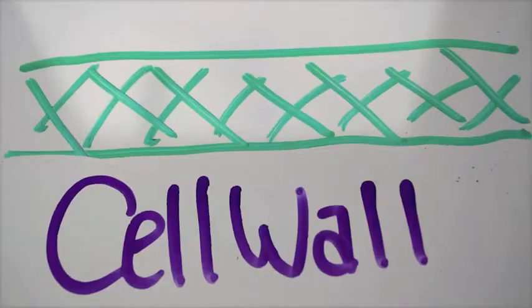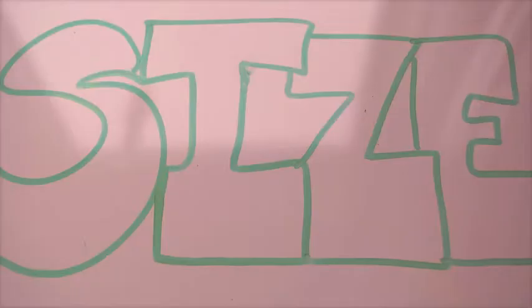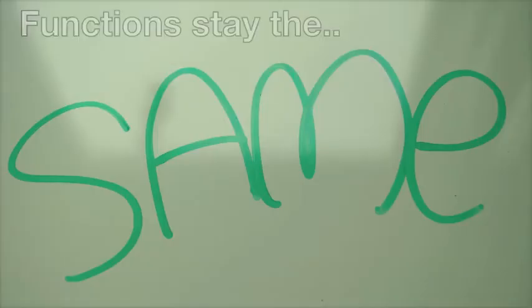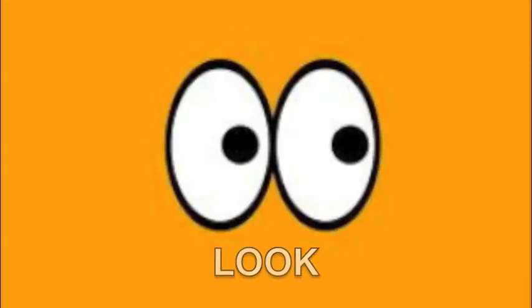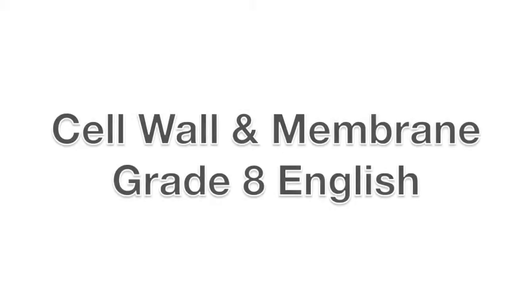The composition of both the cell wall and the cell membrane vary on the size and shape of the cell, but the essential functions stay the same no matter how they look or how large they are. You have just watched the cell wall and membrane in grade 8 English.